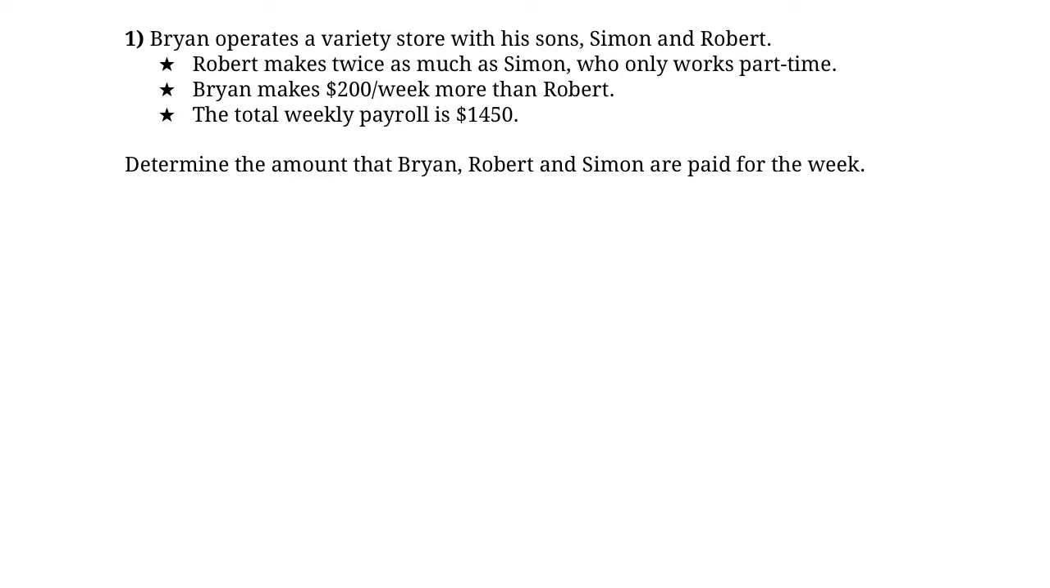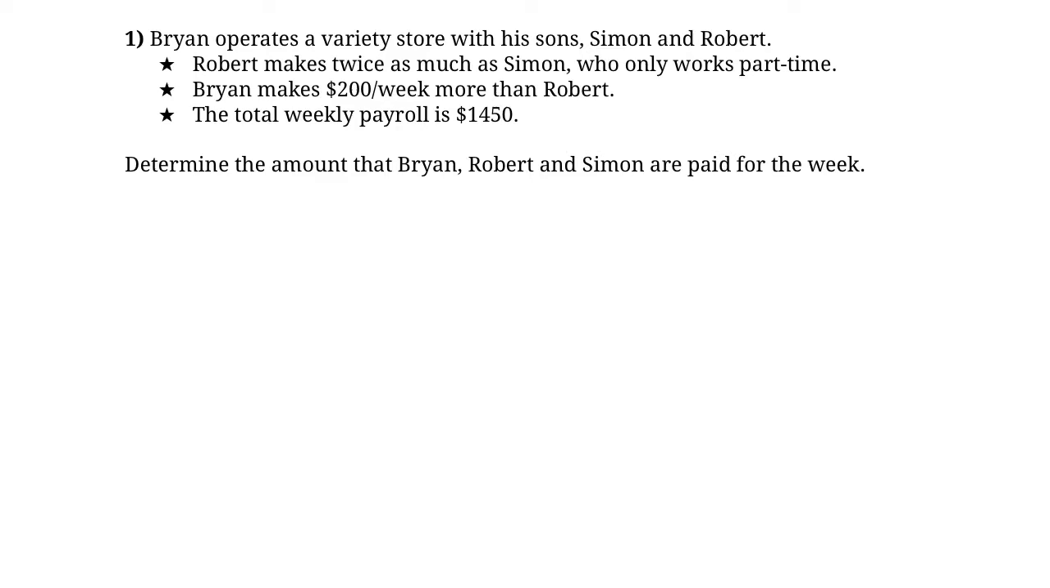In our first question, we are told that Brian operates a variety store with his sons, Simon and Robert. We know that Robert makes twice as much as Simon, who only works part-time. Brian makes $200 per week more than Robert, and the total weekly payroll is $1,450. We're asked to determine the amount that Brian, Robert, and Simon are paid for the week.